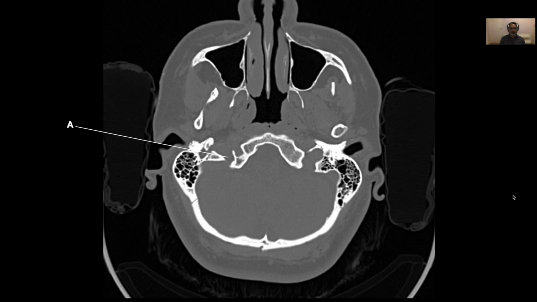This is huge. You got an easy one. That is the jugular foramen, correct. And what goes through the jugular foramen? IJV, yep. It's the internal jugular vein. And which cranial nerves? Which ones are left? 9, yes. 10 and 11.